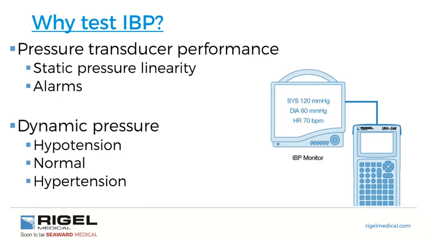So why do we test IBP? Pressure transducer performance. Again, linearity and static pressure. And when you would calibrate these things, both with NIBP and with IBP, static pressure is pretty much key to get stable linearity readings. And then we'd look at alarms, testing the alarms of the patient monitor. And then we'd check dynamic pressure, hypertension, normal, and hypertension.